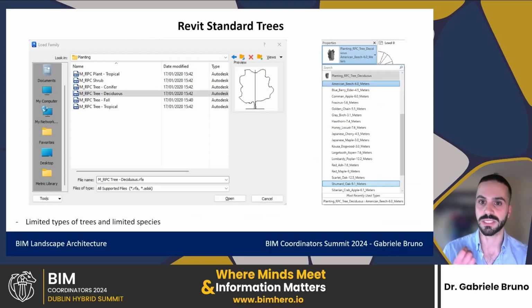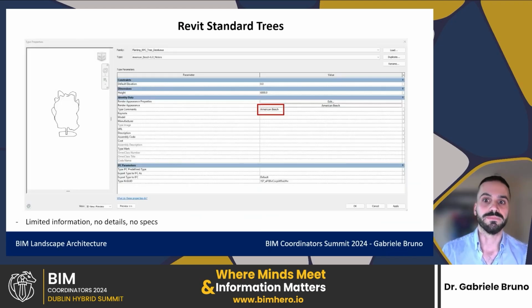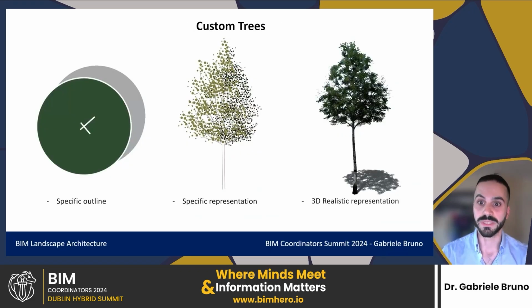However, this sort of data has been improved over the years, but again, it is not enough. Together with the property data, for instance, in this case, it is written just the common name, which is American beech. So I thought about how I could do justice to our landscape project. How can I be more specific? So I came up with the idea of creating a specific type of family for each tree or shrub or green element that we were using.